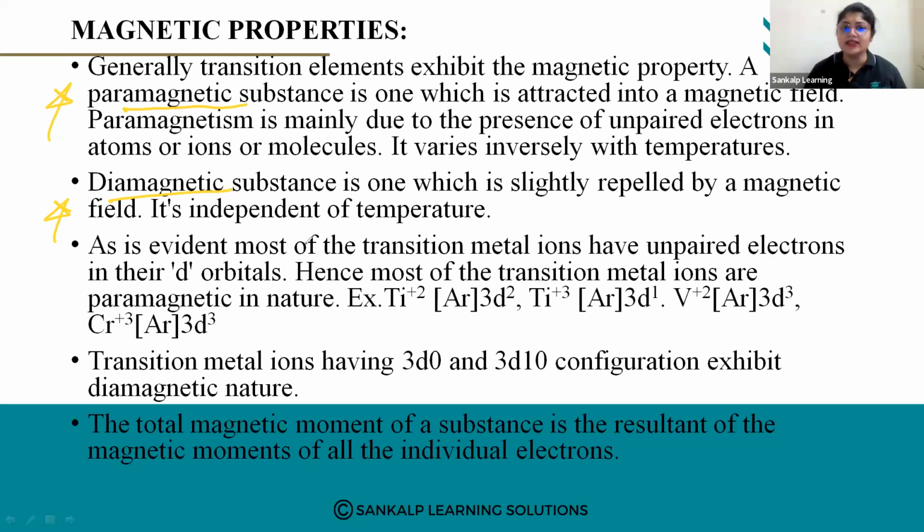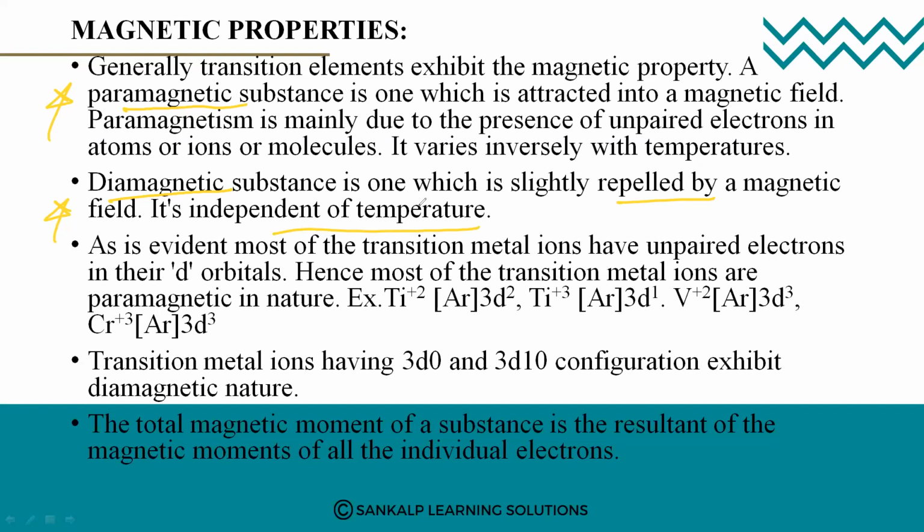Next is diamagnetic substance. So what happens here? It is slightly repelled. Repelled means it is not attracted, it is reflected, you can say. So it is slightly repelled by a magnetic field, and it is independent of temperature. Here all the electrons are paired.